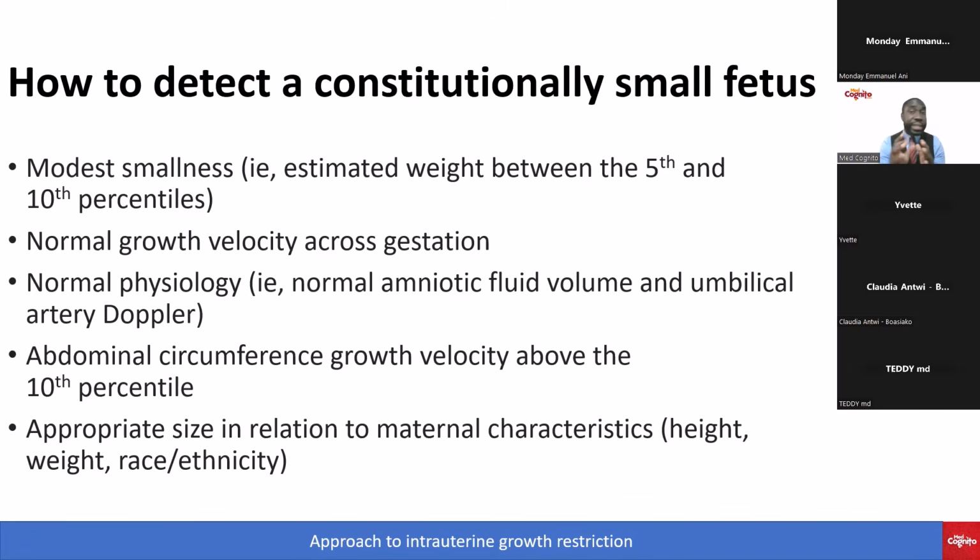So today we've learned how to distinguish between constitutionally small fetuses and IUGR, because if you have a baby with IUGR, most of the time the weight may be below the 5th percentile. You realize that their growth velocity is not normal. You realize that they may have polyhydramnios. You realize that on umbilical artery Doppler there may be some abnormalities, in the way blood is flowing through the umbilical cord. You realize that maybe the abdominal circumference growth velocity is not very good. And you realize that maybe the mother is a normal sized female, but this baby is very, very small. Okay.